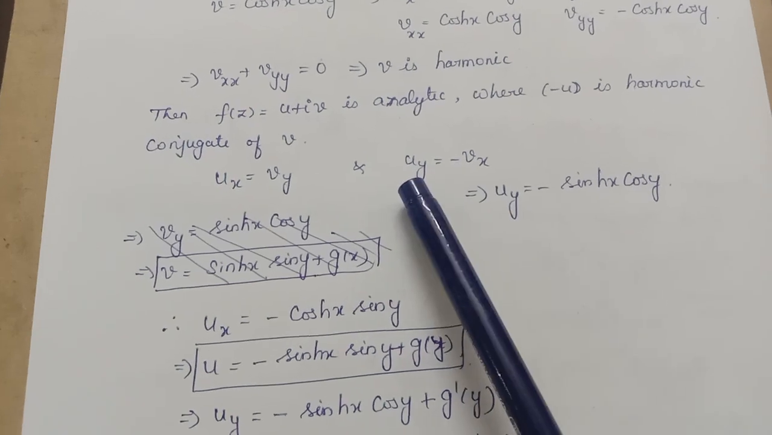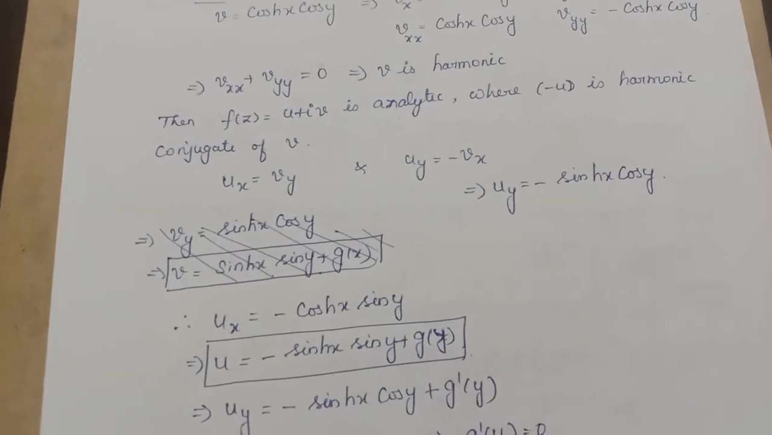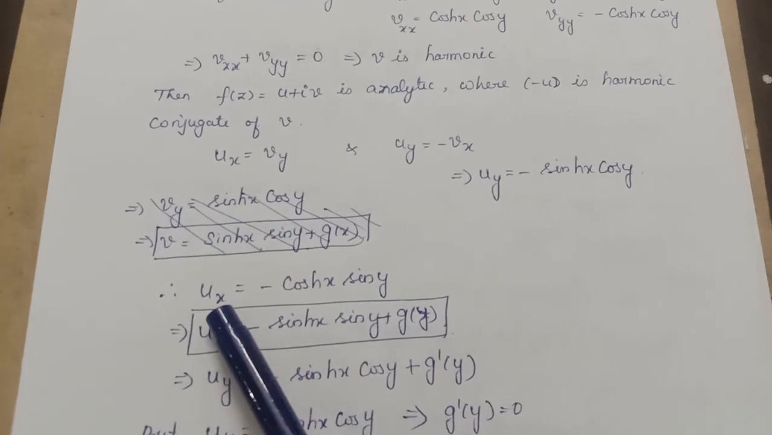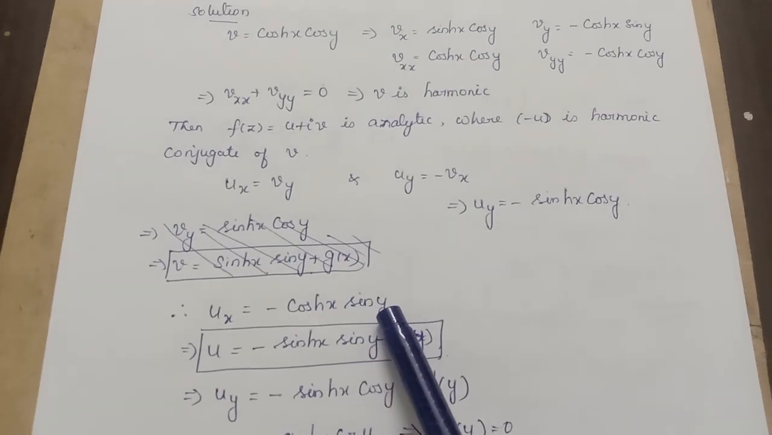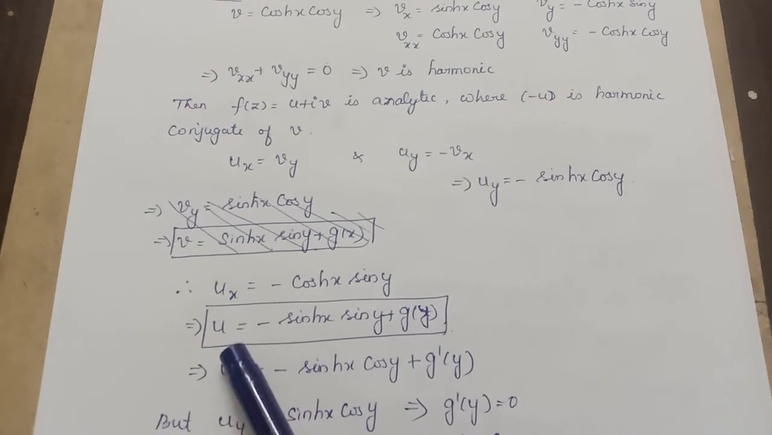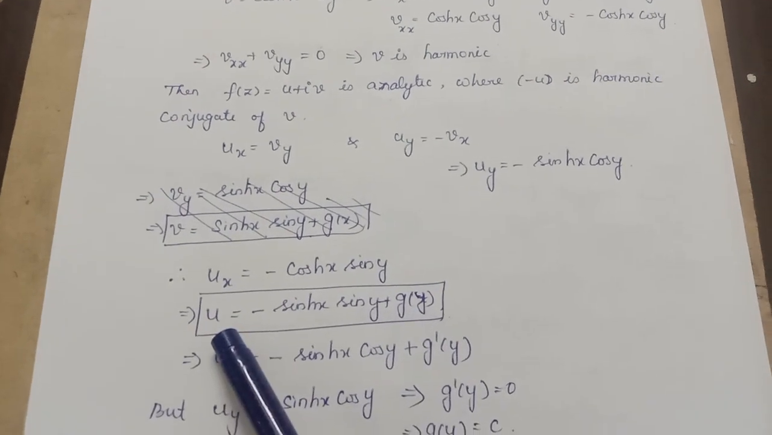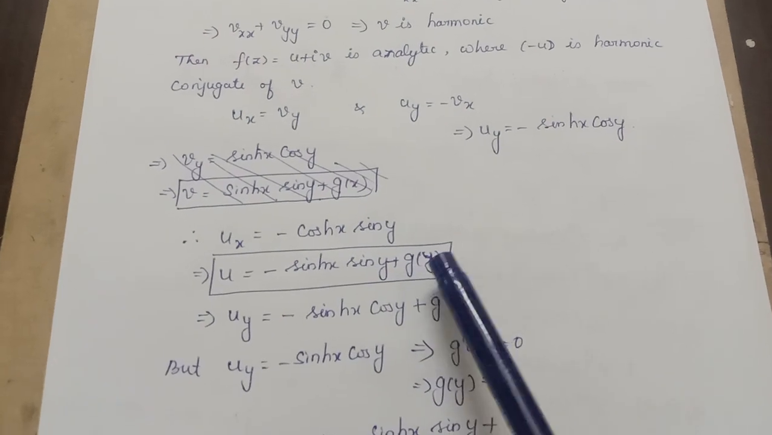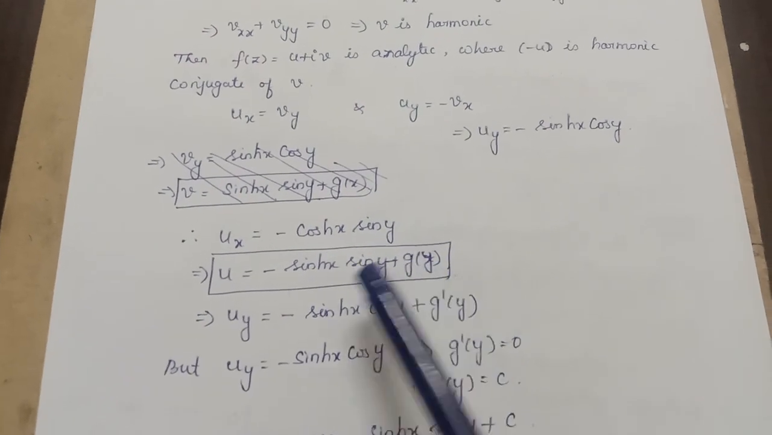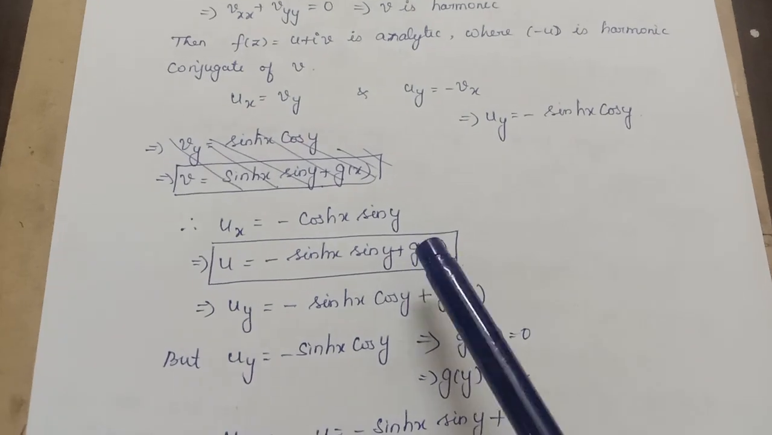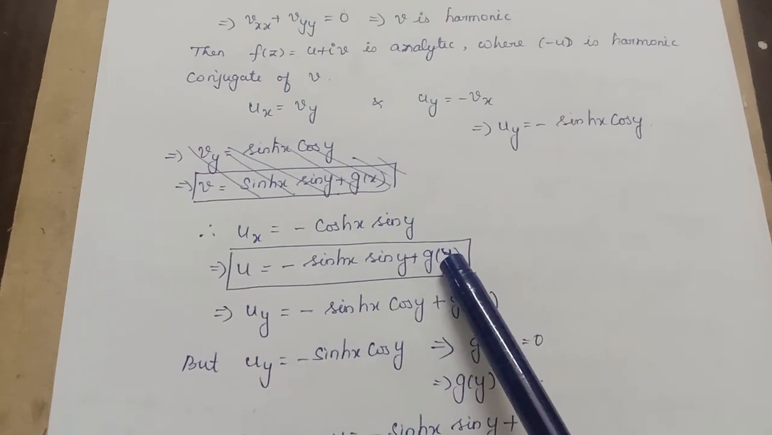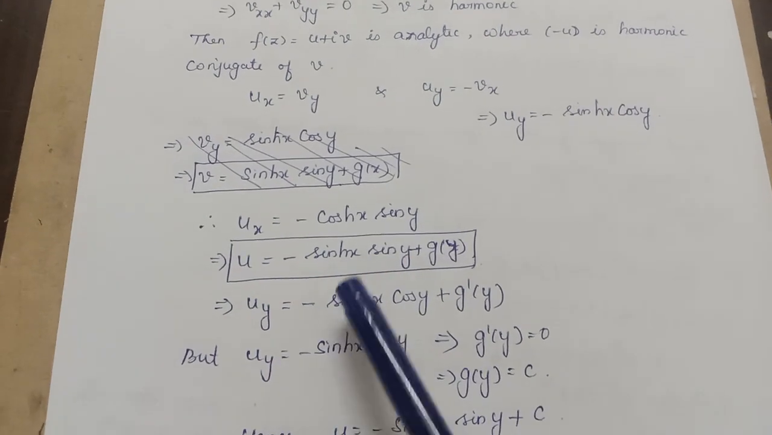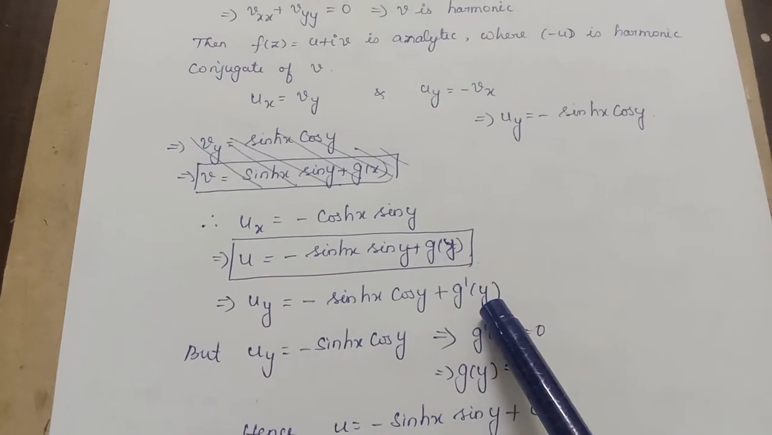Okay, right. Now uy equal to minus vx implies uy equal to minus sinh x cos y and ux equal to minus cosh x sin y. So from this, integrating with respect to x, u equal to minus sinh x sin y plus g of y. Now this is my u, but I have to find this g of y. For finding g of y, I am differentiating with respect to y. So uy equal to minus sinh x cos y plus g dash of y.